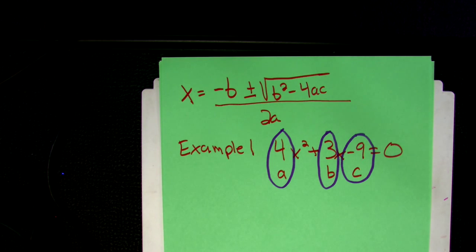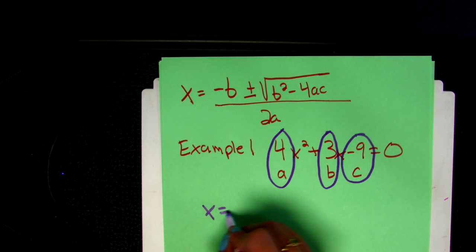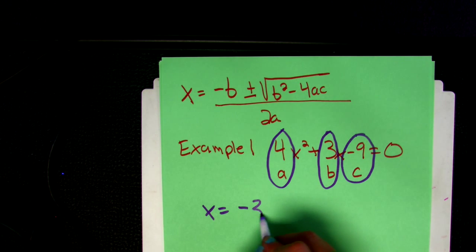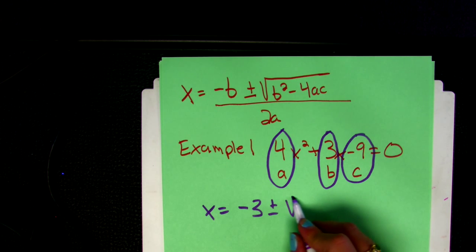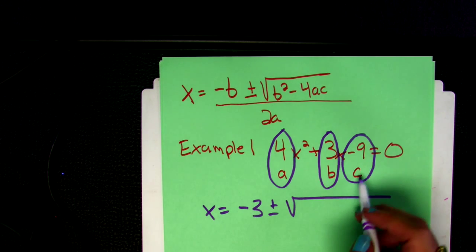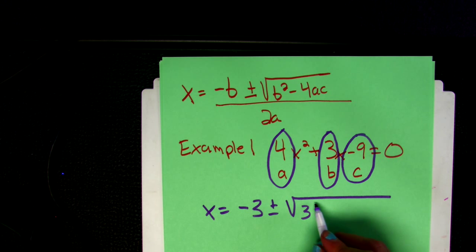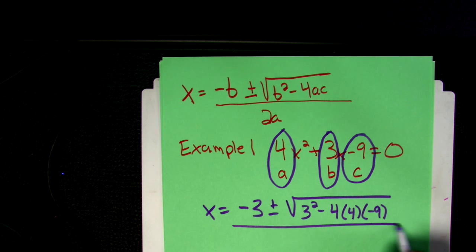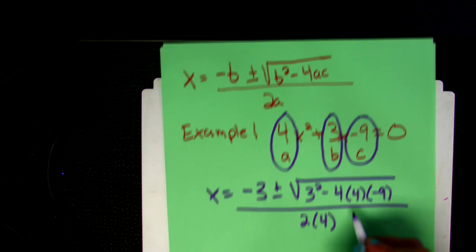So now I have x is equal to negative b, and b is 3, so negative 3, plus or minus the square root of b squared, so 3 squared, minus 4 times a, which is 4, times c, which is negative 9, all over 2 times a, which is 4.